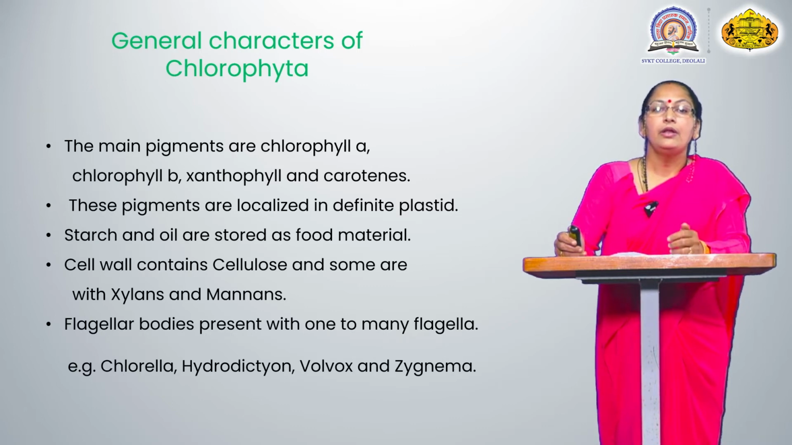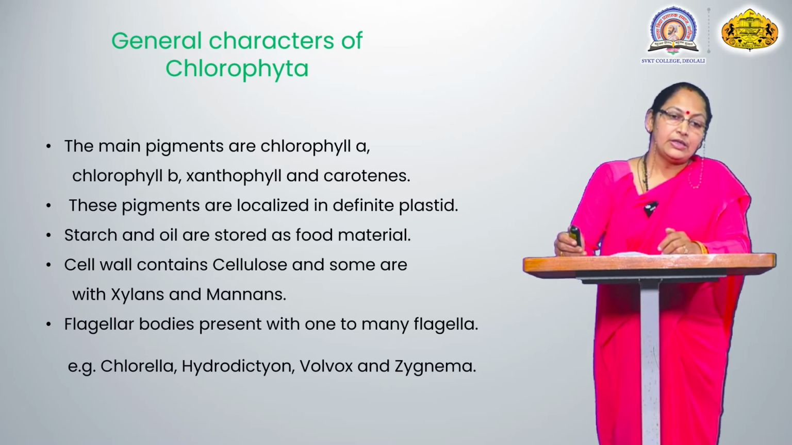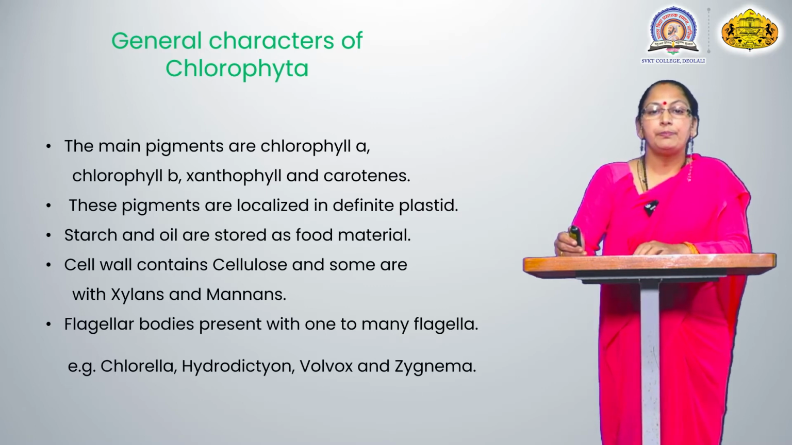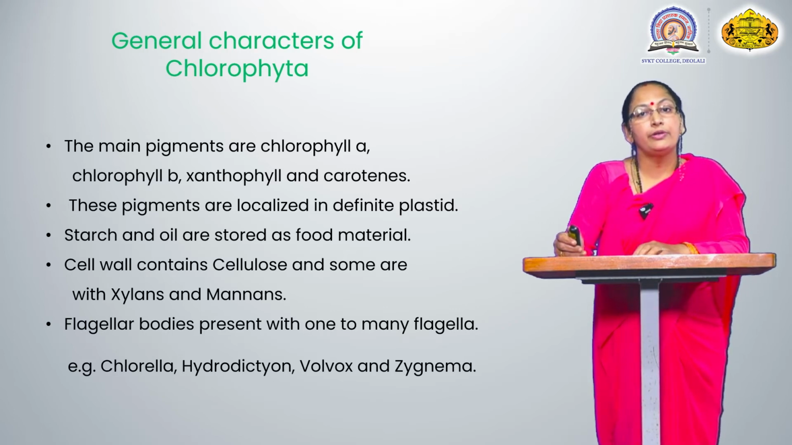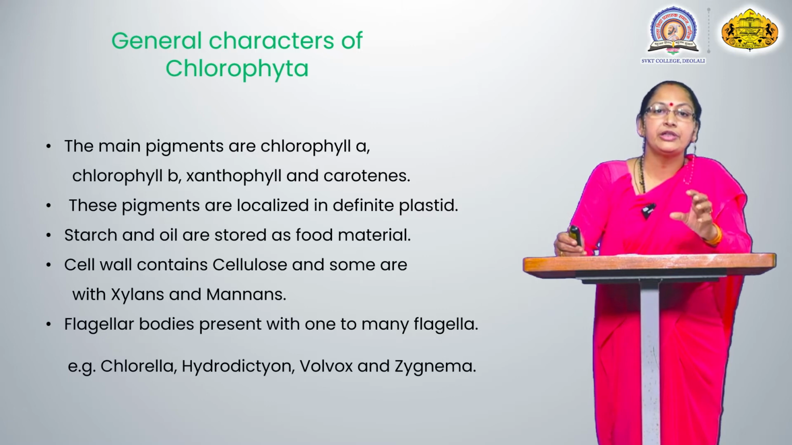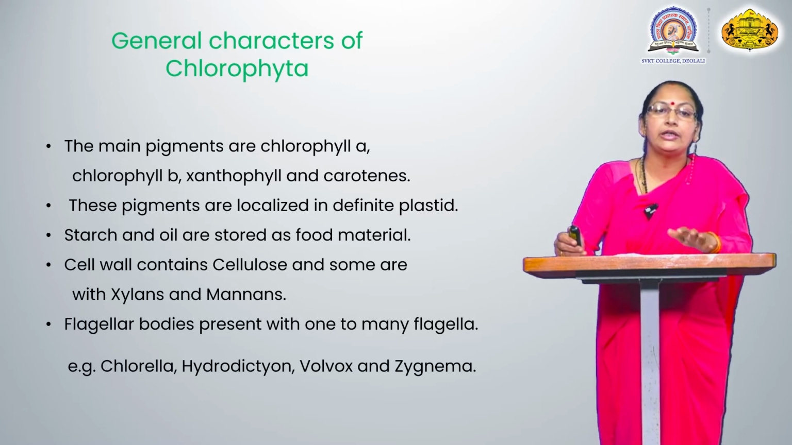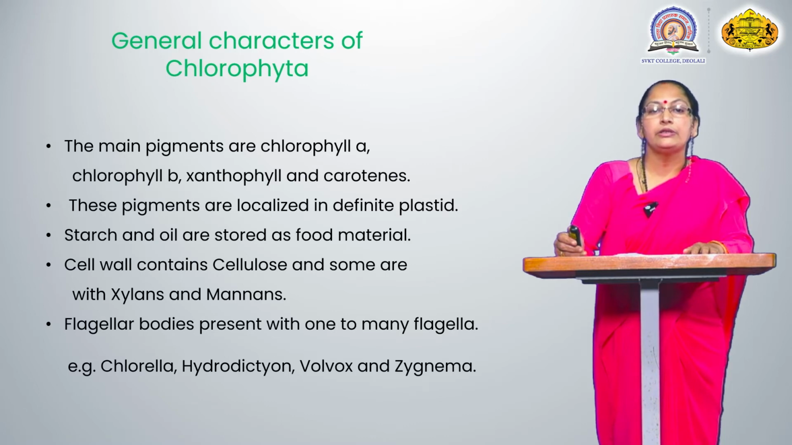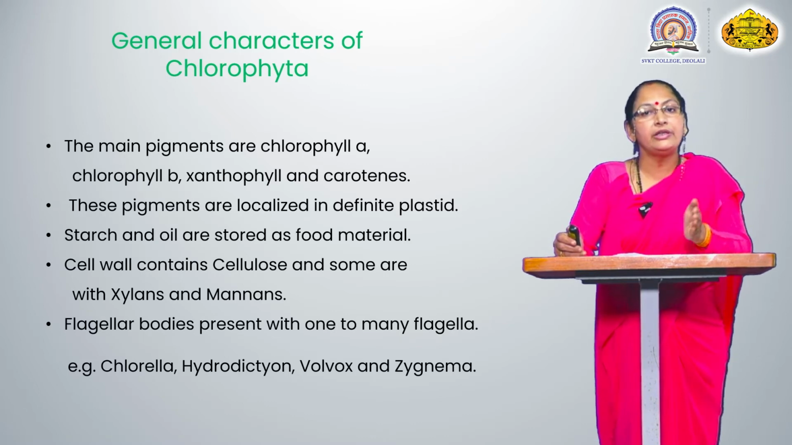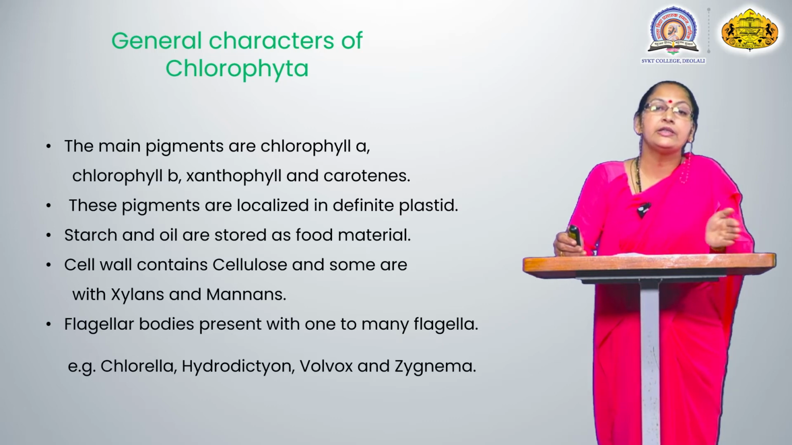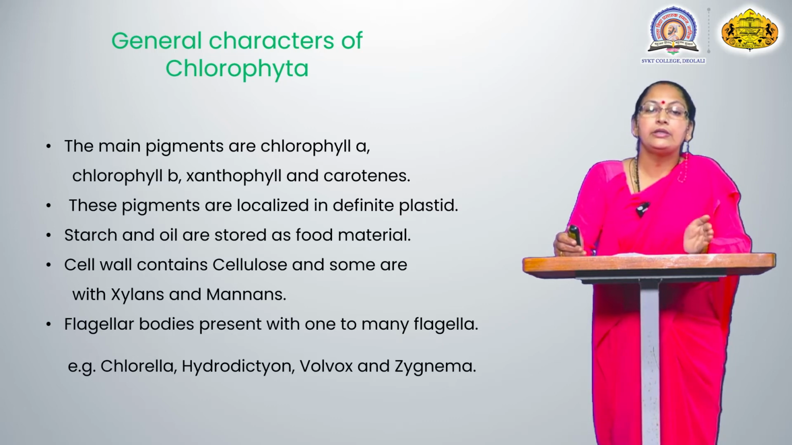The next class is the general characteristics of the Chlorophyta. See, first one is the pigment, because the pigments are very important, because these pigments give the color to the algae. That's why Chlorophyta means what? The green algae. Cyano means what? Blue-green algae, but Chlorophyta is a green algae.